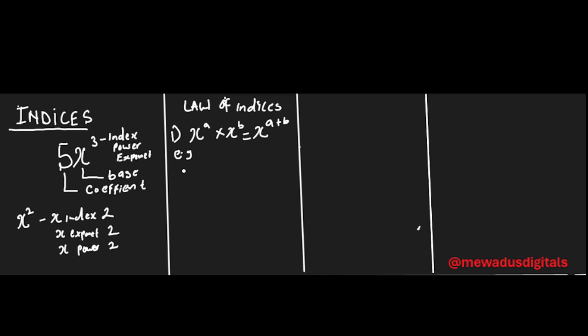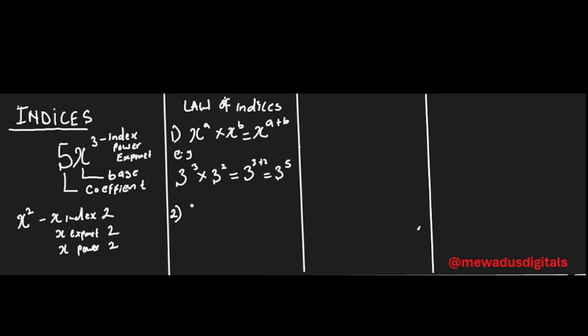For example, if we have 3 raised to power 3 times 3 raised to power 2. Now here we are having the same base, 3, 3. All we need to do is take one of the base and sum the power, 3 plus 2. That's going to give us 3 raised to power 5. That's the first one.